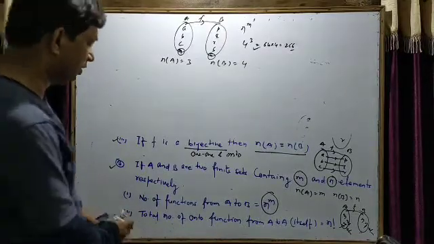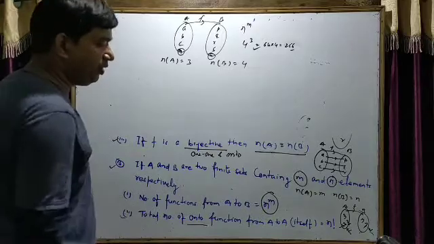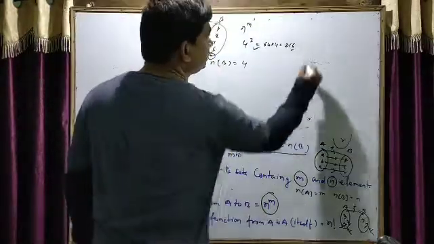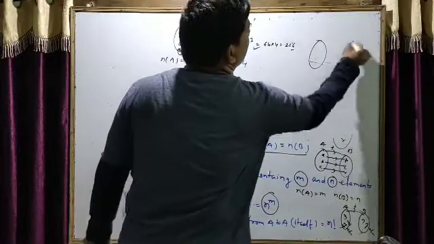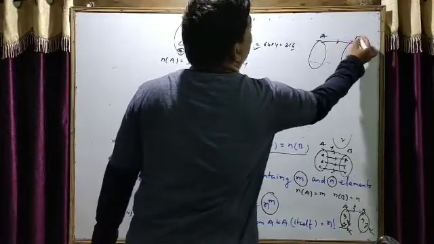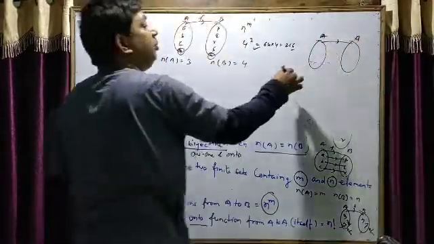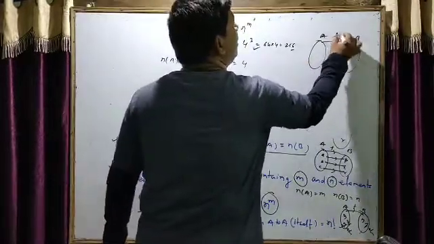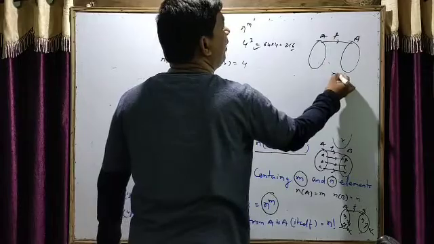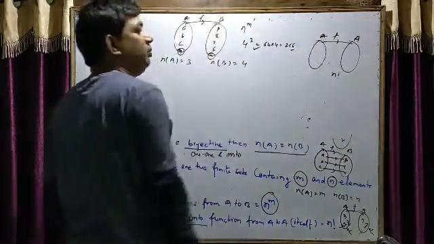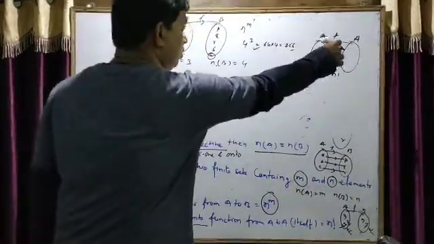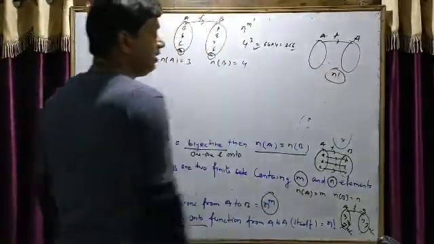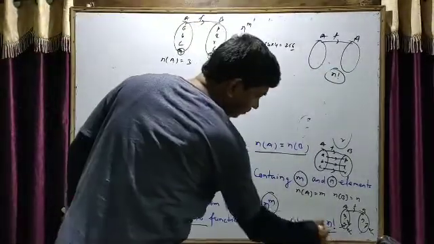Total number of onto functions from A to A. Suppose f is a rule from A to A. The number of elements present in this set and here are both the same, then the number of onto functions is n factorial. Suppose this set contains n elements, then automatically that set also contains n elements. So the number of onto functions is n factorial. That is written.